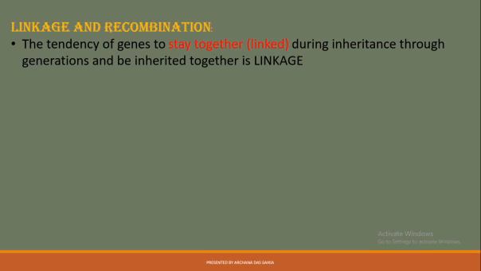This tendency of genes is known as linkage. And if, on the other hand, the genes do not remain together as they are placed at a distance from each other, they are not inherited together, but they separate out to form new combinations, then that phenomenon will be called recombination. The concept of linkage was first put forward by Thomas Morgan and Alfred Sturtevant.